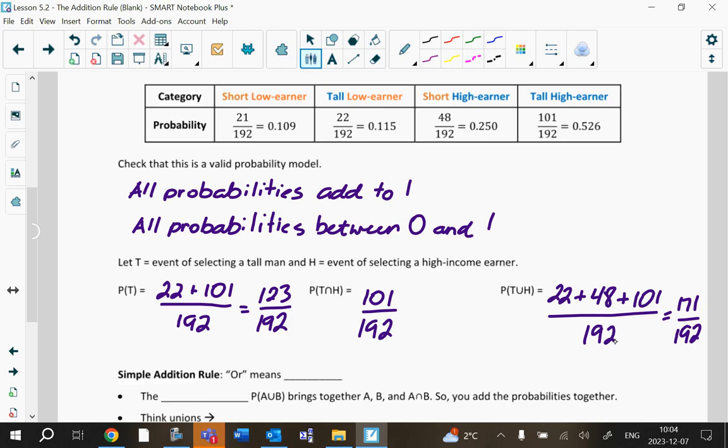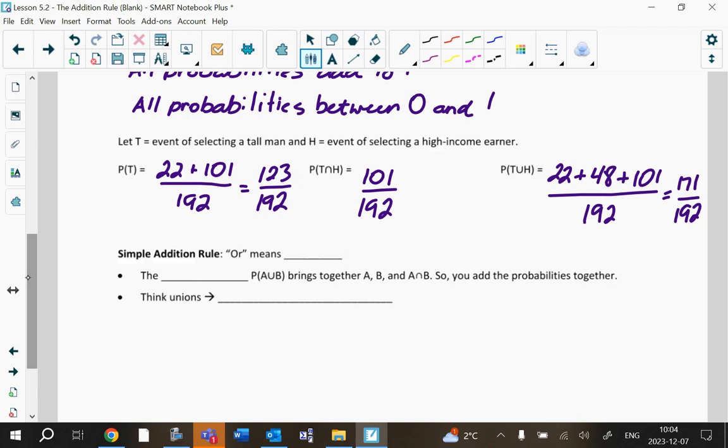So something to remember from this is when we see the U, which means or, that implies that we're going to be adding probabilities. And remember that U just stands for union. And what does a union do? It brings together people.